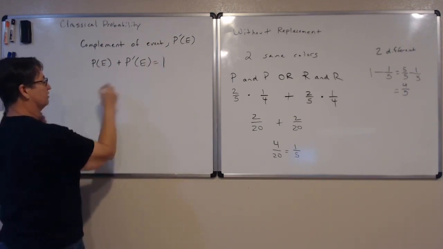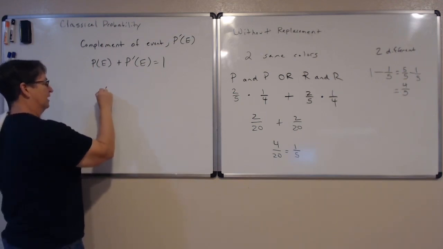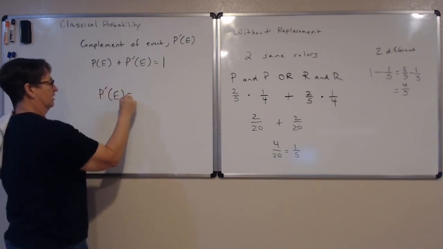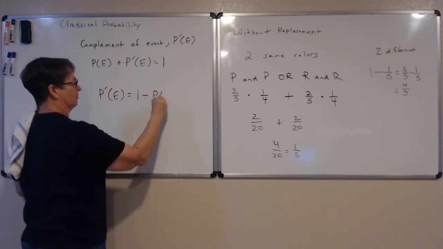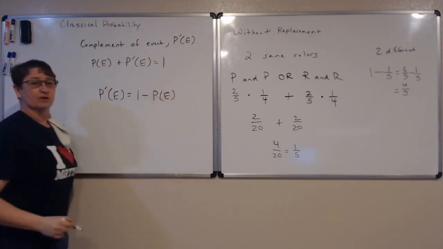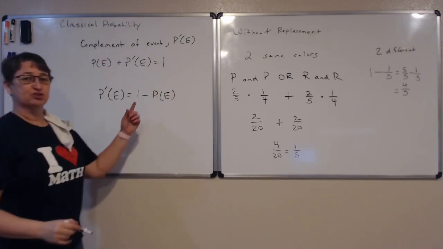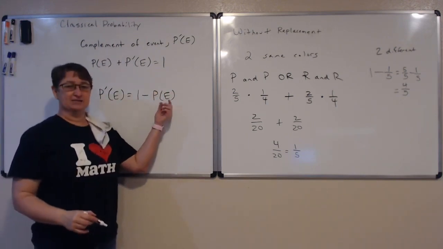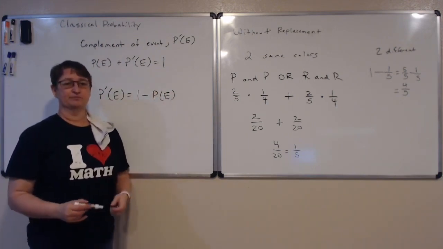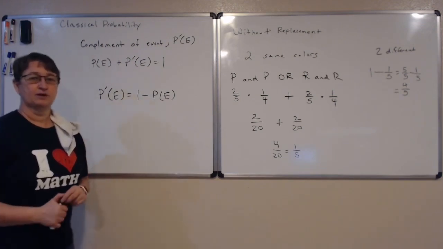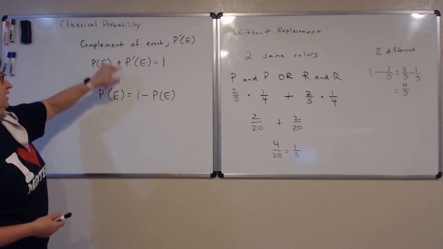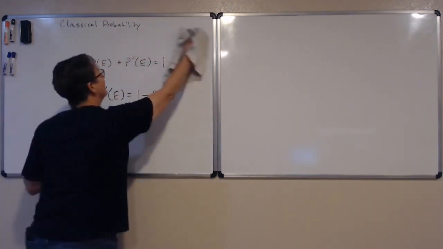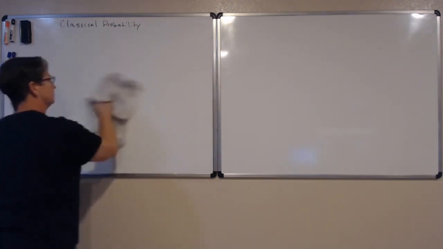Or you can think of it this way, the complement, not getting this, is equal to 1 minus the probability of that. So when we talk about complement, it's just the whole thing minus part of it. So that's what I mean when I'm talking about complement. That's that definition.